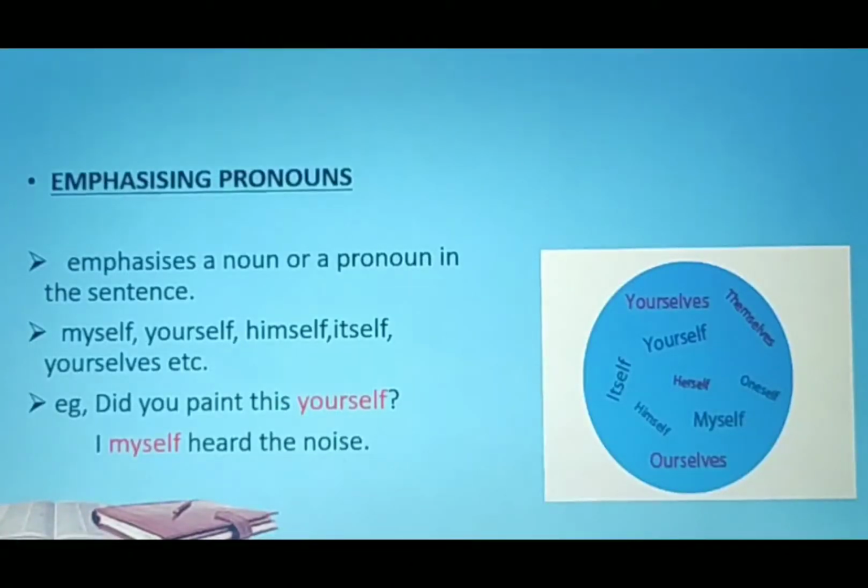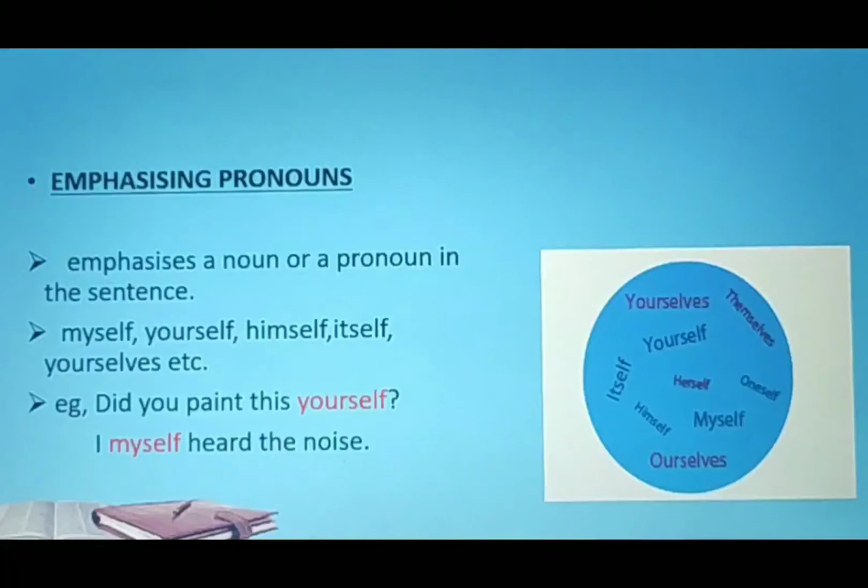Let's look at the next kind of pronoun, which is emphasizing pronouns. Emphasizing pronouns emphasize a noun or a pronoun in the sentence. It includes myself, yourself, himself, itself, yourselves, etc. Let's look at the example. Did you paint this yourself? Here, you is the pronoun and yourself is the emphasizing pronoun.